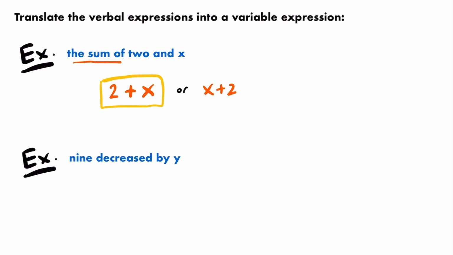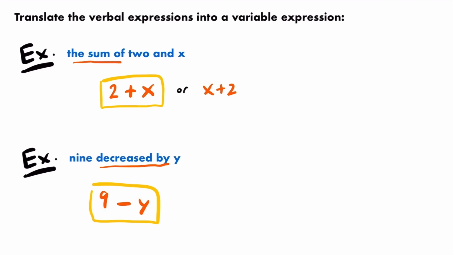Moving on to our second example, we have 9 decreased by y. The phrase that stands out this time is decreased by. When you see the words decreased by, that is referring to subtraction. We are subtracting y from 9, right? 9 decreased by y, or you could read it as 9 minus y. So decreased by refers to the operation of subtraction, and we have 9 minus y. 9 is being decreased by y in this expression, so that is what this verbal expression represents.